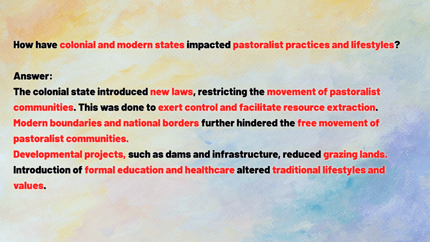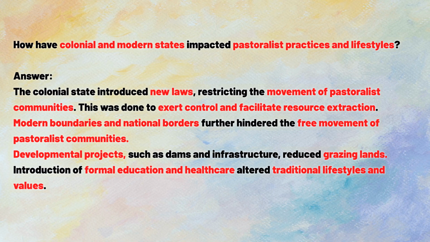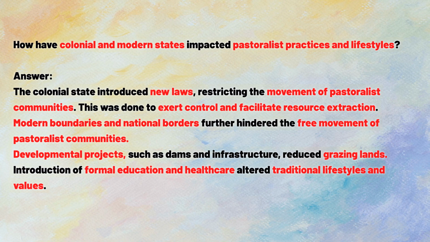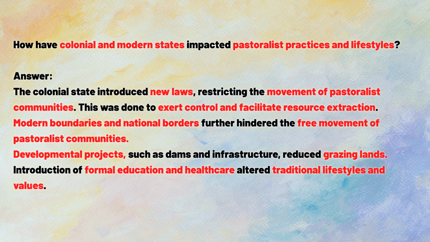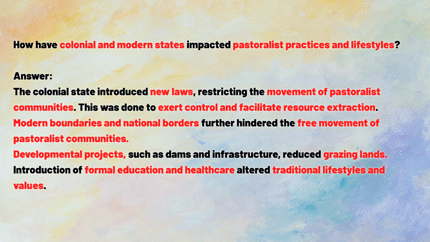Answer. The colonial state introduced new laws, restricting the movement of pastoralist communities. This was done to exert control and facilitate resource extraction. Modern boundaries and national borders further hindered the free movement of pastoralist communities. Developmental projects, such as dams and infrastructure, reduced grazing lands. Introduction of formal education and healthcare altered traditional lifestyles and values.